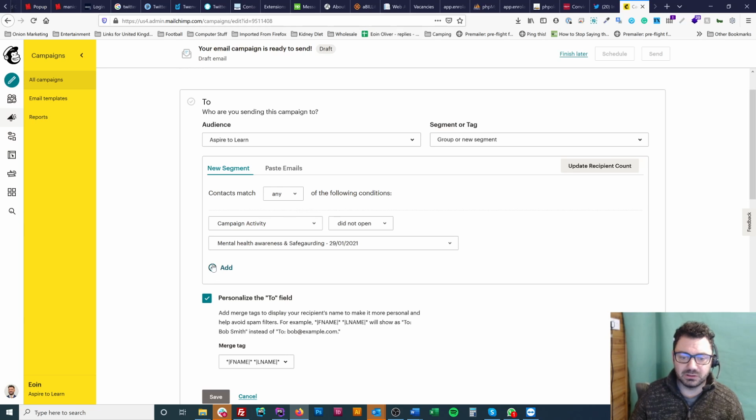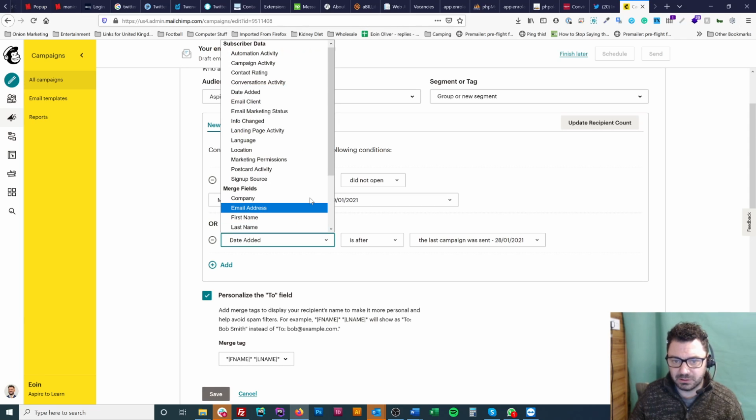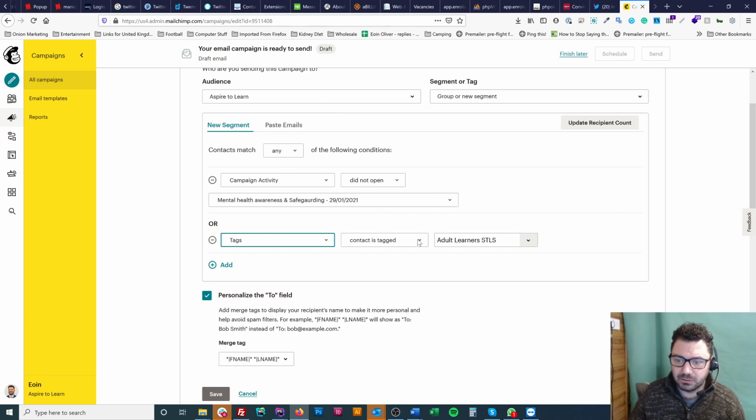In this case, I also need to add some other things. So we're going to have to put the segment. Is there a segment or a tag? There you go, it's a tag, and it's going to be health and social care. And I want to make sure that it's on any, not all. In fact, I want to make sure it's on all, not any. That means they have to not open the campaign and also be with this tag. If I'd put any, then the people who did open it but had this tag would also receive it, which is not what we're looking for.